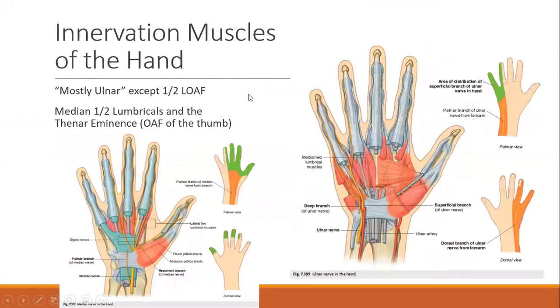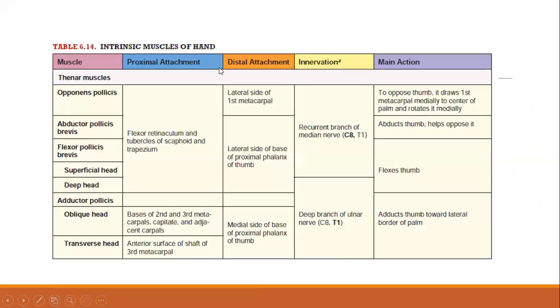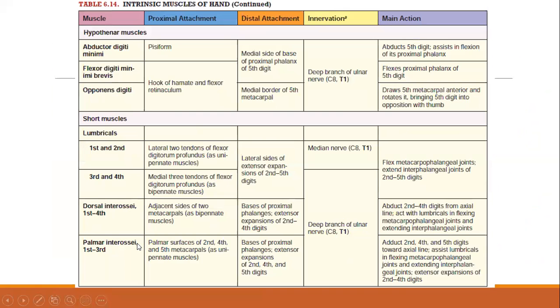So when it comes to innervations of muscles in the hand, it is mostly ulnar nerve except for 1/2 LOAF. The 1/2 stands for your first and second, the L for lumbricals, so your first and second lumbricals. And then OAF, the 3 muscles of your thenar eminence for your thumb. These are innervated by median nerve. And then I threw in a chart for people who like charts.